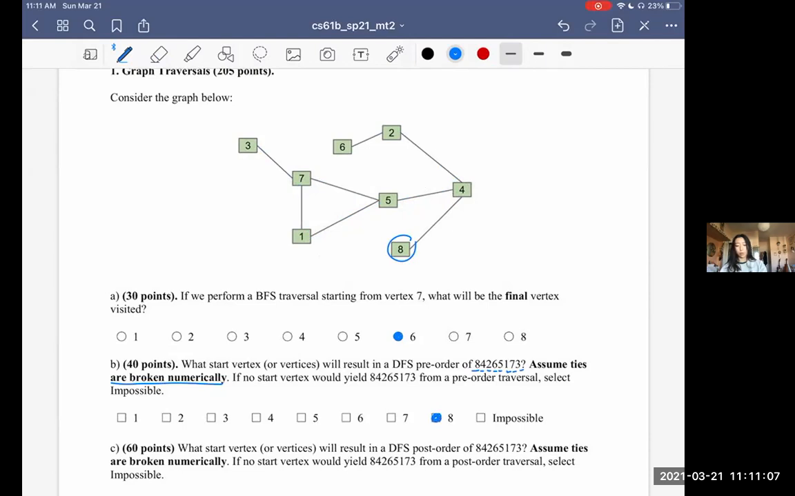And I just want to emphasize the whole way that I sort of determined it was 8 to begin with was because in DFS preorder, we visit the parent first. That's the first thing we mark. And so we should be starting there.